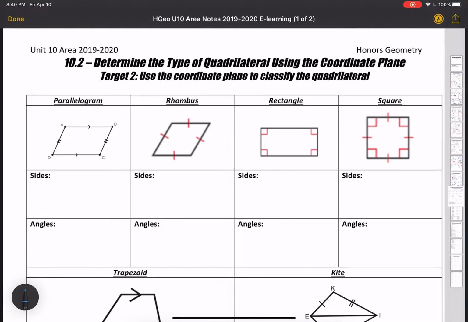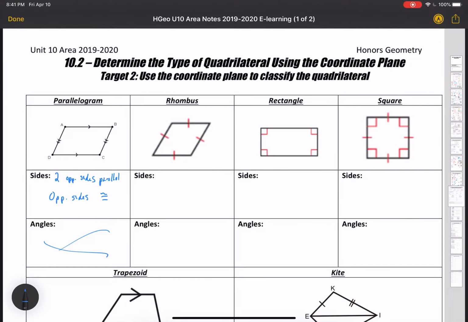Okay, so this first part of our notes is just going to be review, so we know what we're looking for when we're going into the coordinate plane. So if you remember, in a parallelogram, we have two opposite sides that are parallel, and the opposite sides are also congruent. Okay? Angles, we don't know anything special about the angles. Yes, we know opposite angles are congruent and all that stuff, but that's not going to help us in the coordinate plane. So we're going to be looking at specifically what can help us in the coordinate plane.